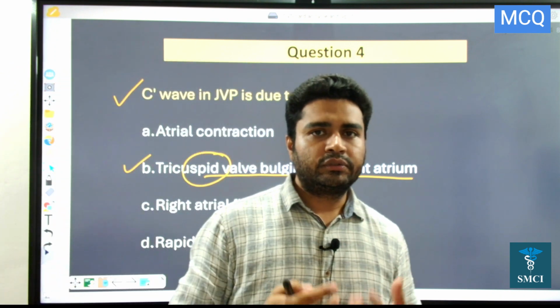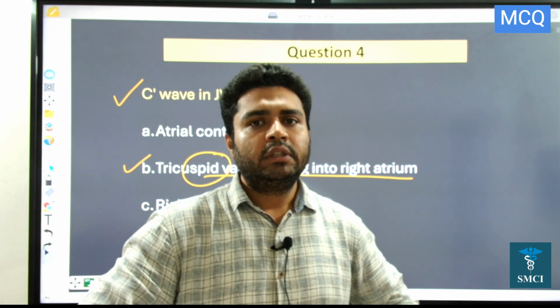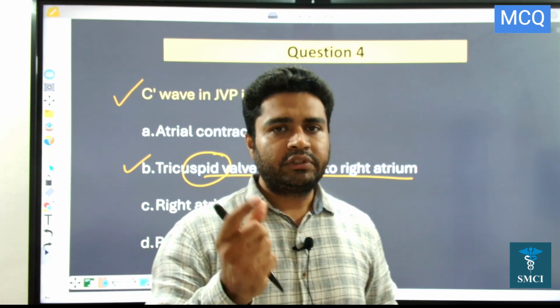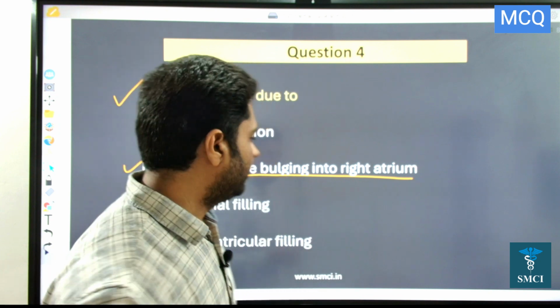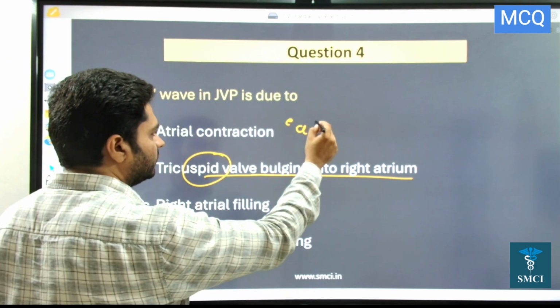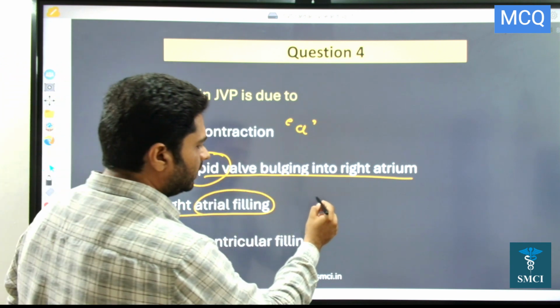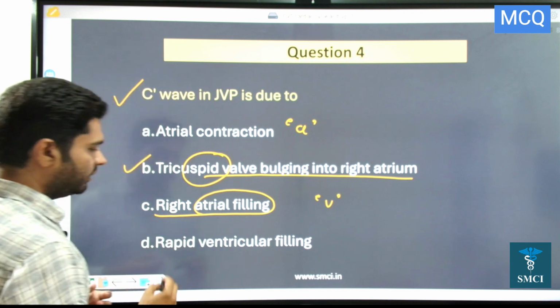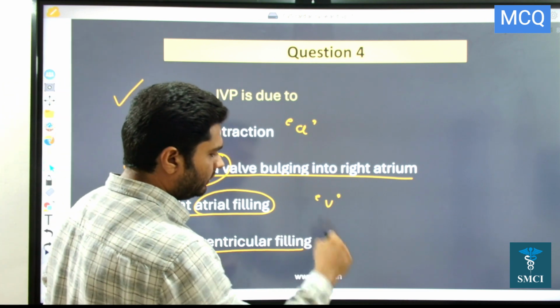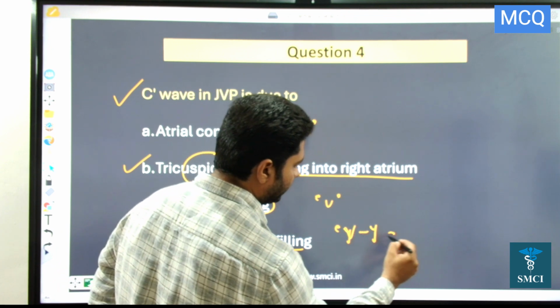During ventricular systole, the pulmonary trunk semilunar valves open up, but the tricuspid valve bulges into the atrium, which creates positive pressure that is reflected in the JVP. Atrial contraction will result in the A wave. Right atrial filling results in the V wave, and rapid ventricular filling results in the VY descent.